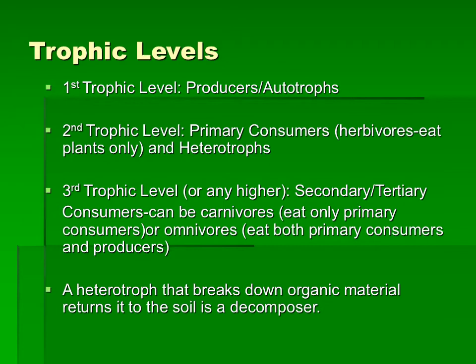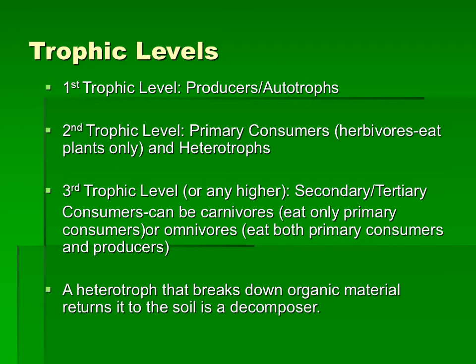Second trophic level are primary consumers. These are herbivores. They eat plants only, and they are heterotrophs. The prefix hetero, remember, means different. So different kinds of food. They don't just eat one type of food, and they don't make their own food.